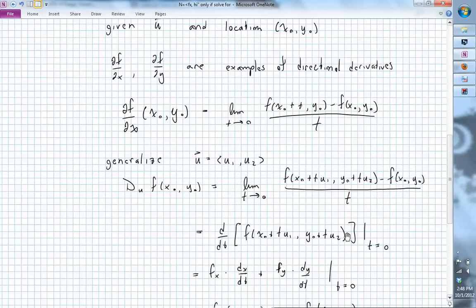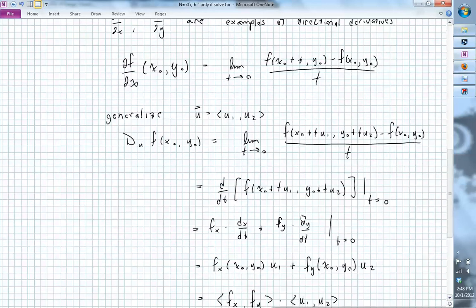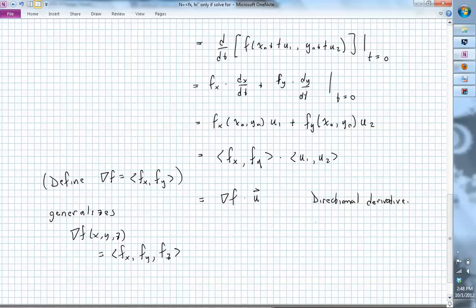Another important thing here with this directional derivative is we want direction but not magnitude. So we normalize, meaning we make u a unit vector. All right, the directional derivative in the direction u, you have to be using a unit vector.